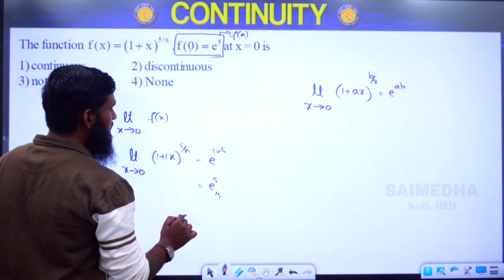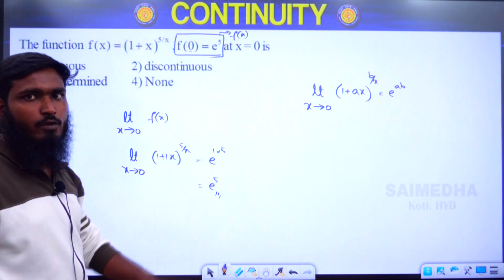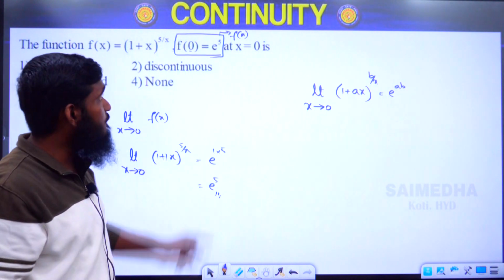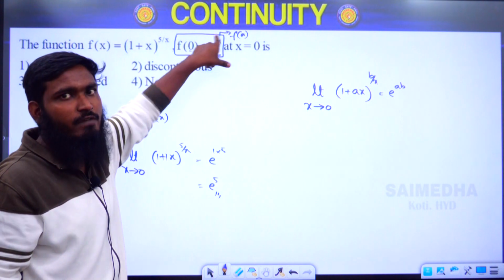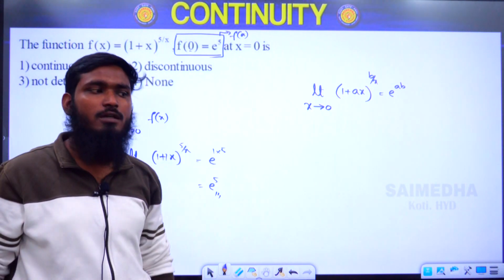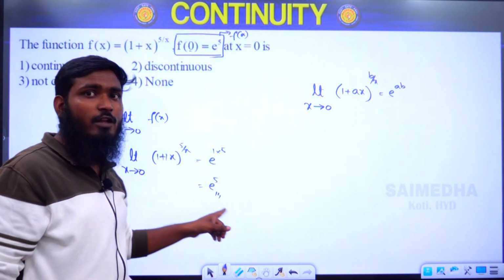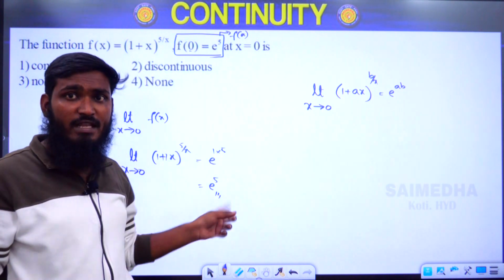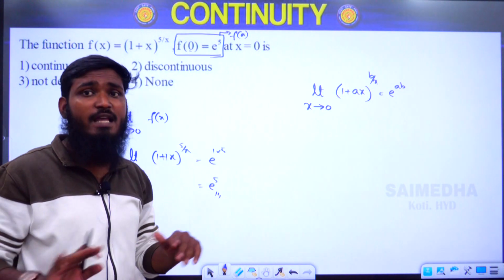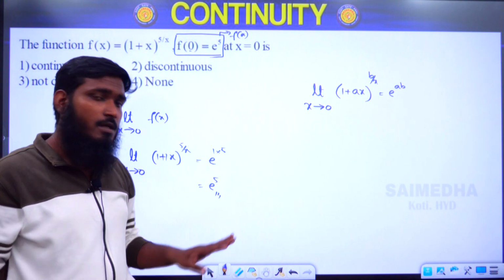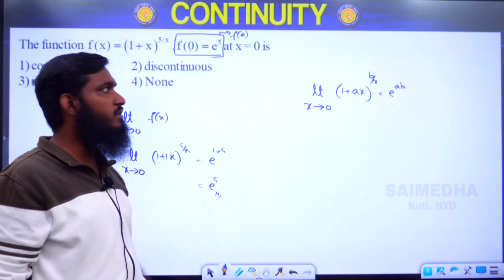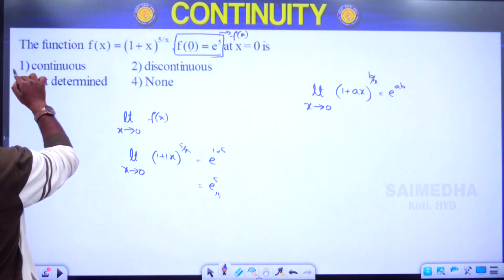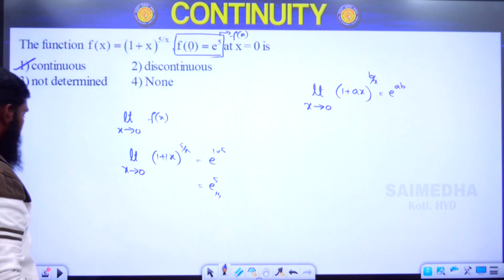So what limit value are we getting over here? The limit value is equal to e power 5. Then what function value do we have? e power 5. The limit value and the function value are the same, so the function is continuous. Limit value means LHL and RHL value. In this we are not finding LHL separately and RHL separately. Directly we get the limit value and the function value, so the function is continuous.